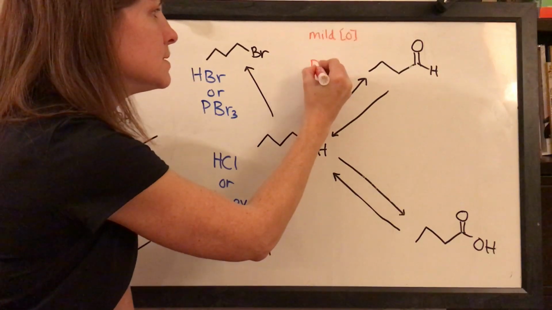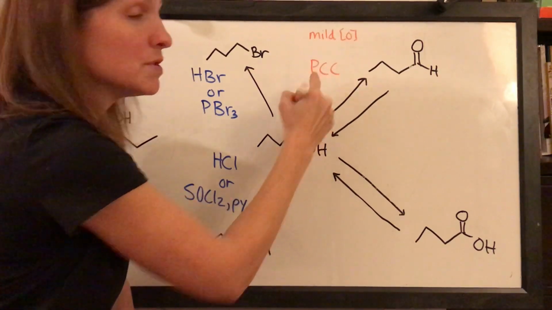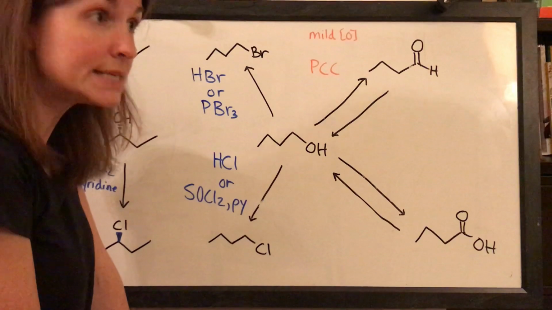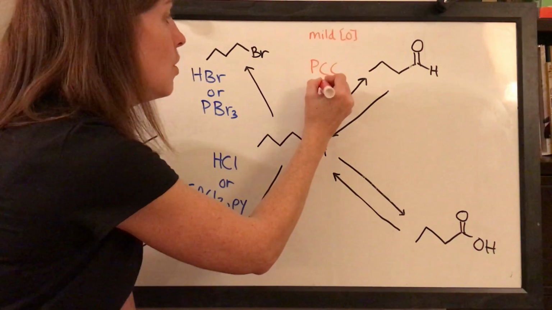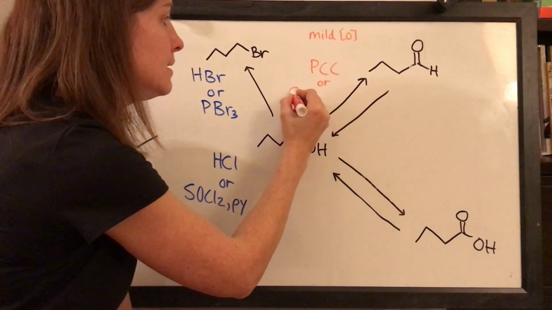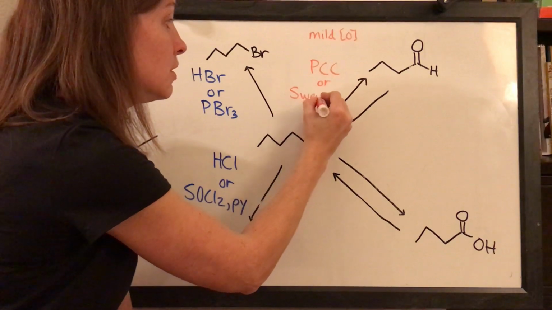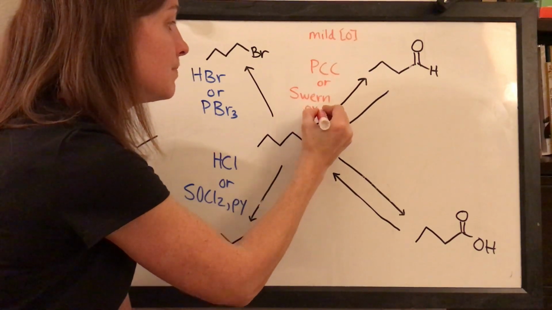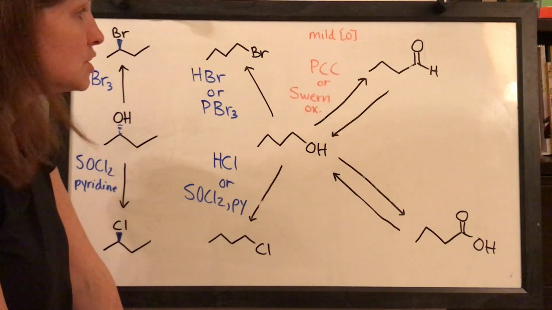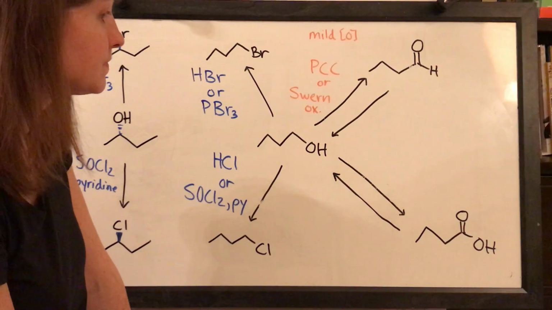So we have a couple choices. We could use PCC, which is one of those chromium-containing compounds. It's kind of toxic, but it works really well. Or if you want to be environmentally friendly and use something a little greener, you could do the Swern oxidation, or you could do the Dess-Martin oxidation. So you've got a couple choices there.